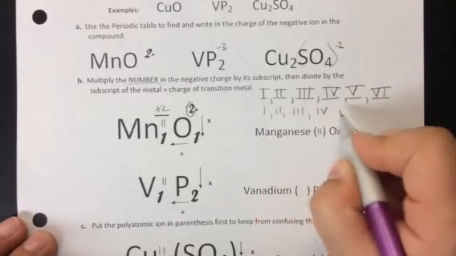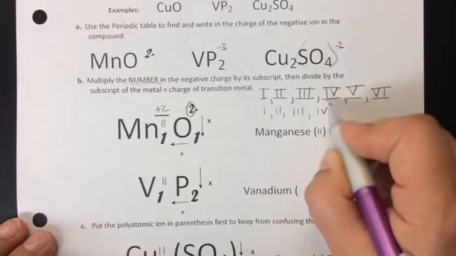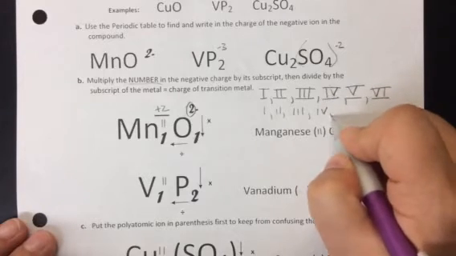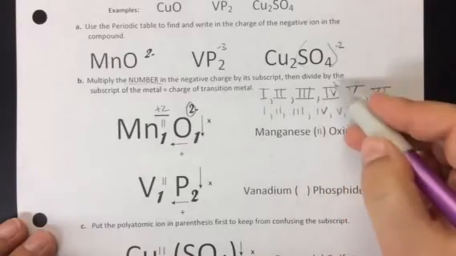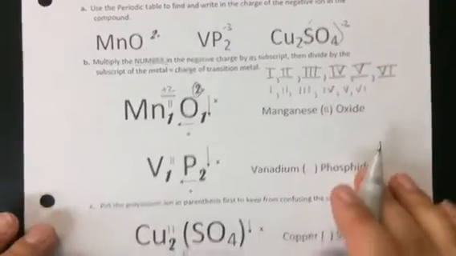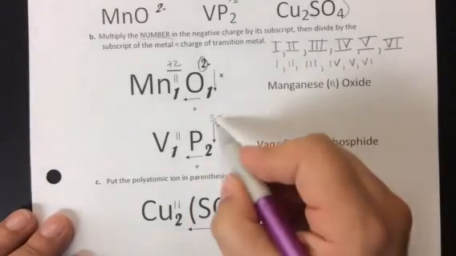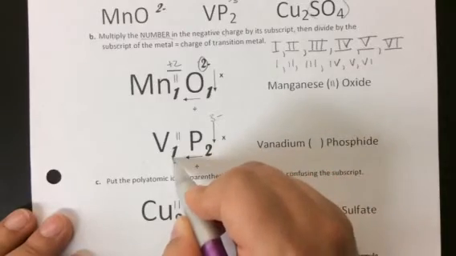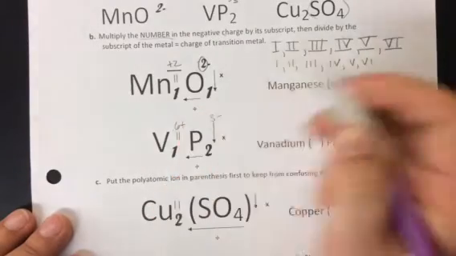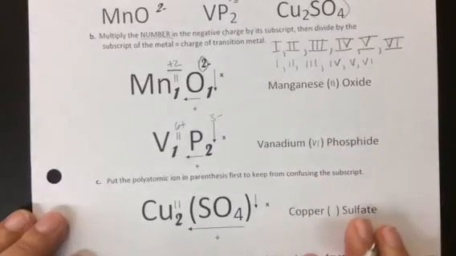I tend to write them like this only because when you guys are looking at my keys, sometimes when these are written small, this can look like a 3. So just for clarification in class, I will write them like this, but you can pick either way, it's fine. So let's do the next one. Remember, phosphide was negative 3, so 3 times 2 is 6, divided by 1 is still 6. So this is vanadium 6 phosphide.